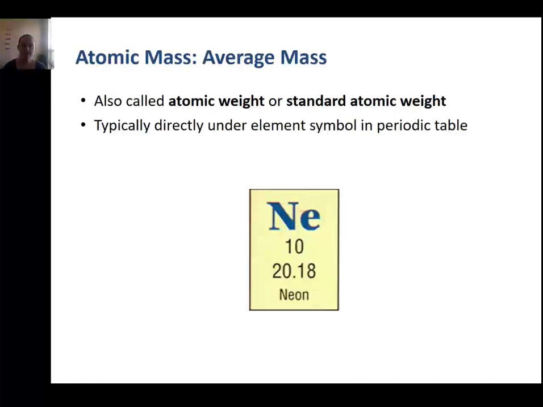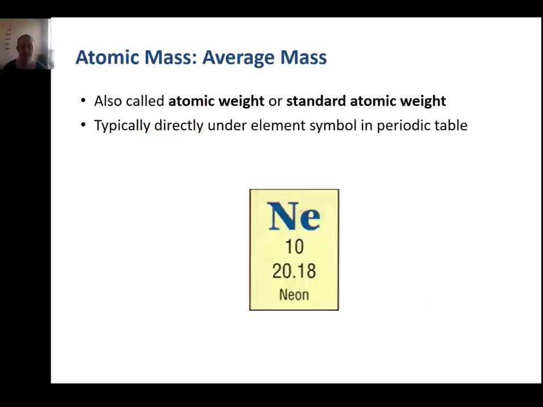The atomic mass is basically a weighted average mass of all naturally occurring isotopes for elements on the periodic table. It is also called the atomic weight or the standard atomic weight, and is often, though not always, directly under the element symbol on the periodic table. To begin, we will start with the example of neon.